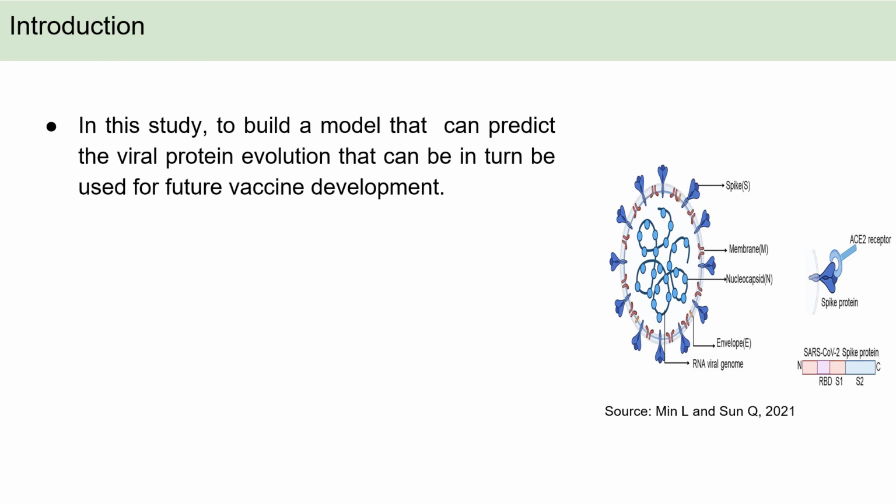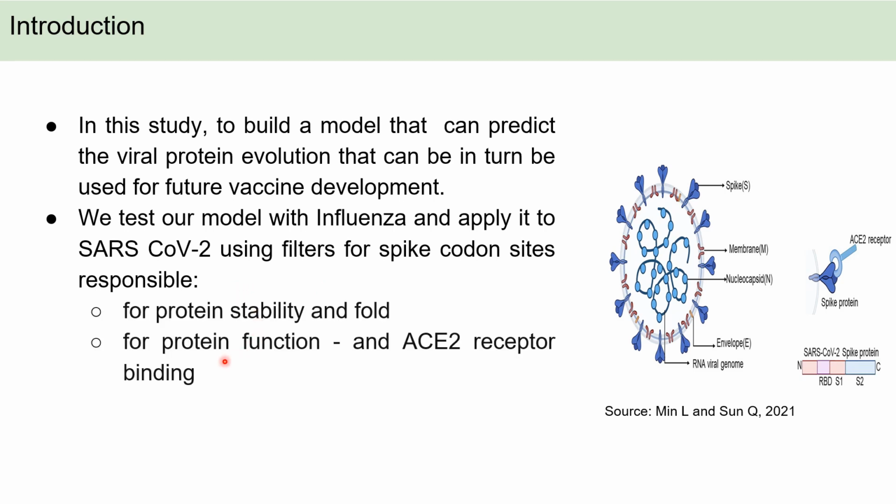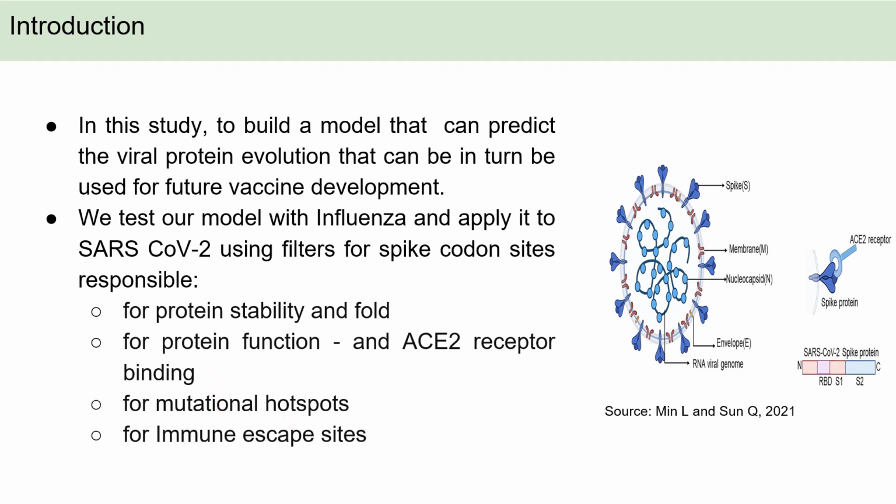In this study, we built a model that can predict viral protein evolution, which in turn can be used for future vaccine development. We test our model on influenza data and apply it to SARS-CoV-2 using filters for the spike codon sites which are responsible for protein stability and fold, the sites responsible for protein function and ACE2 receptor binding, the sites which are important for mutational hotspots, and the sites under immune escape.